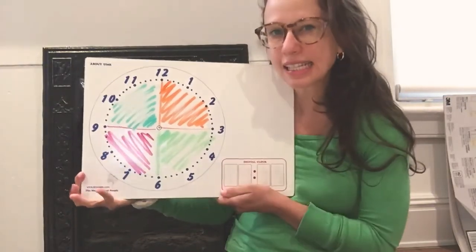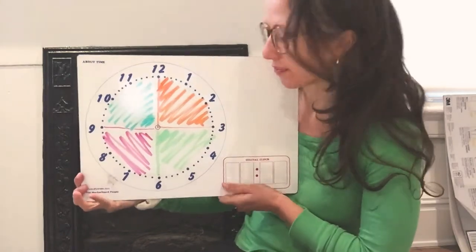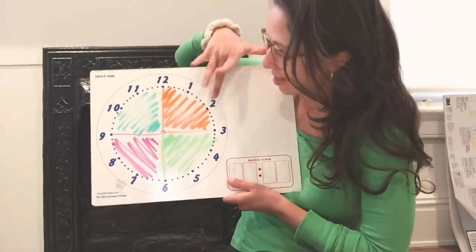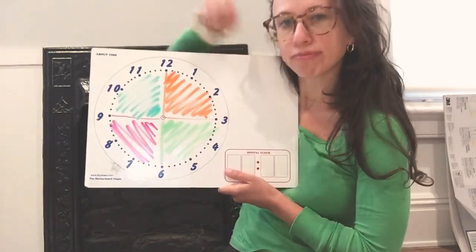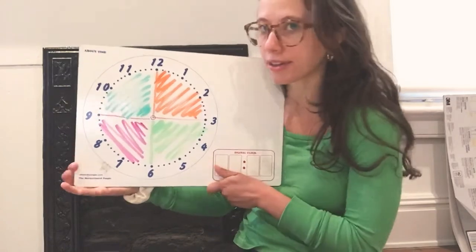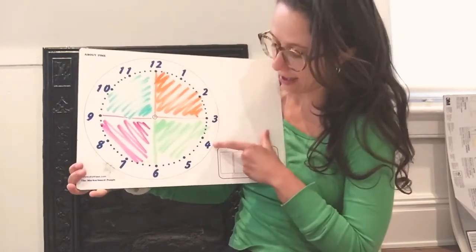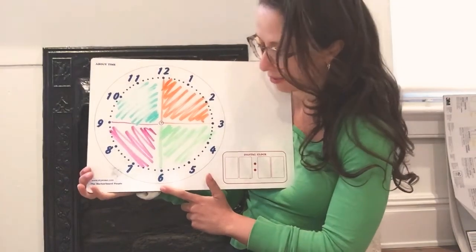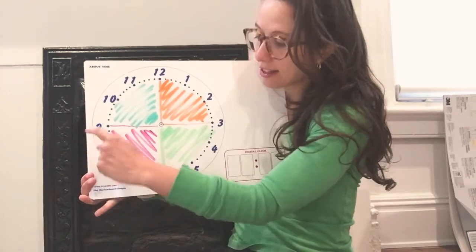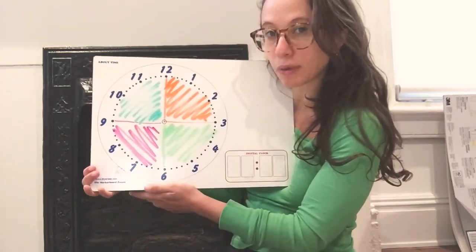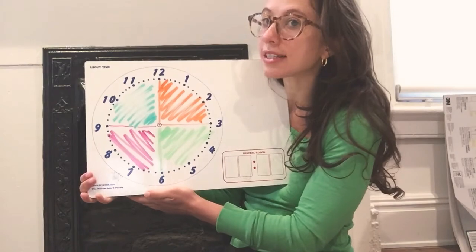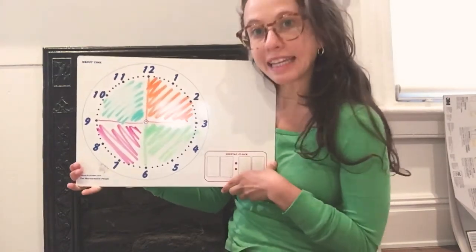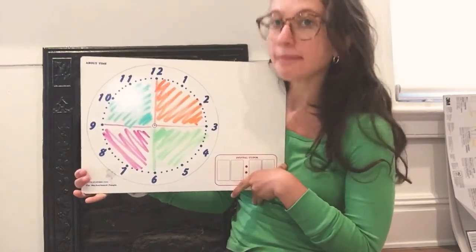So now let's see how many minutes are in each quarter. If I look at my first quarter, I see that it's made up of 5, 10, 15 minutes. Let's see how many minutes the second quarter is made out of. We start here, 5, 10, 15. Another 15 minutes. What about the third quarter of this clock? 5, 10, 15 minutes. What do you think the last quarter is made up of? Let's see. 5, 10, 15. So each quarter has 15 minutes.